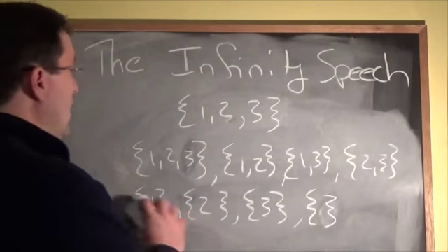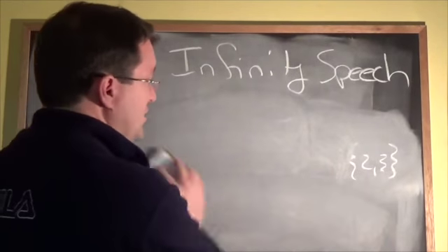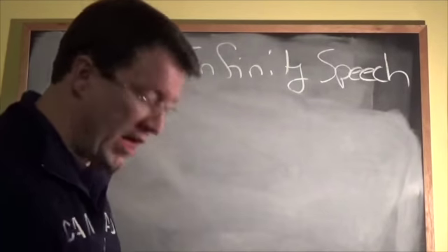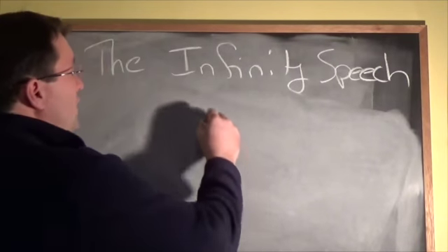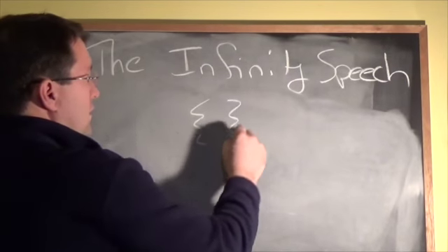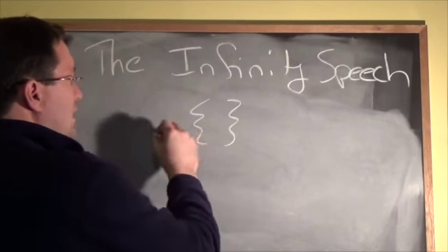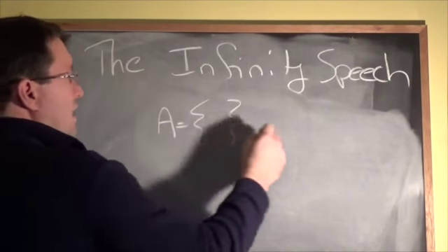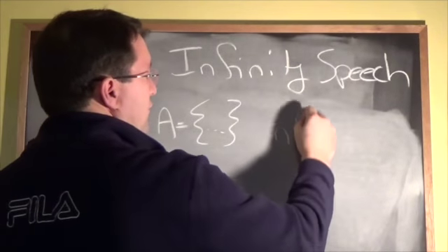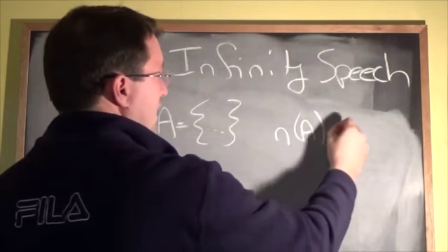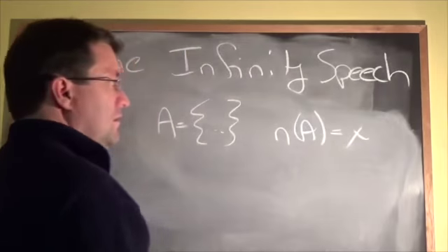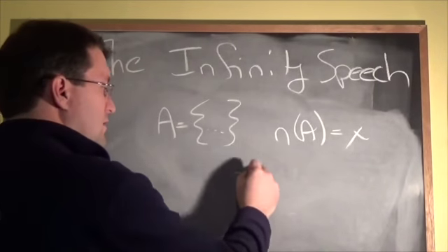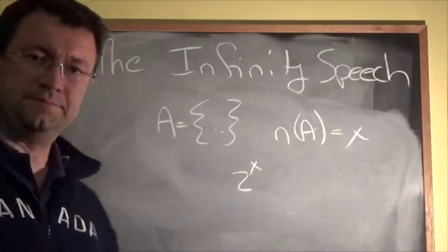Now, what this tells me, and it's actually easy to verify, but I don't really have time for that right now, is that if you've got a set A, with a whole bunch of different values in it, and let's say the number of values in A is x, then the number of subsets will be 2 to the x.